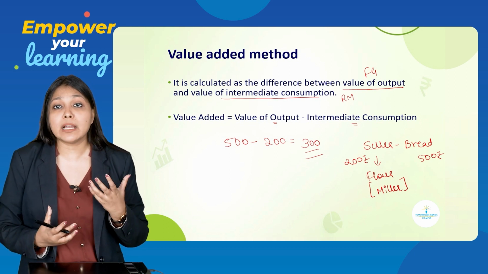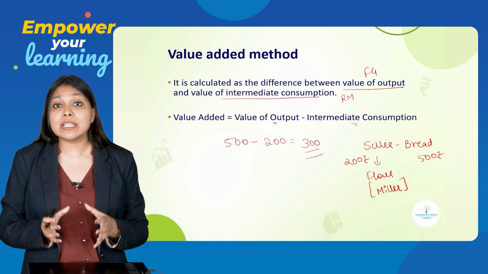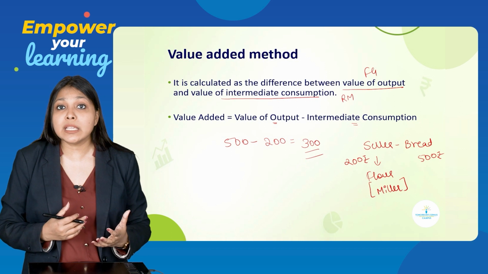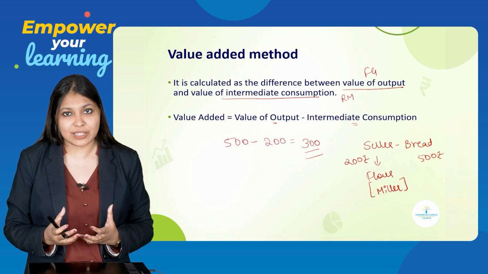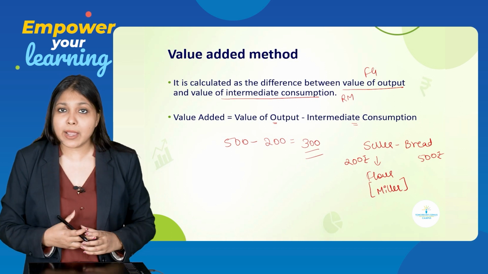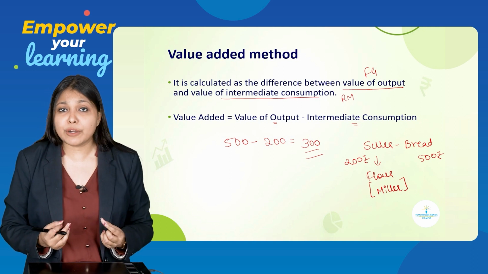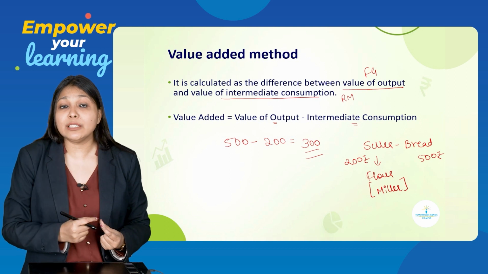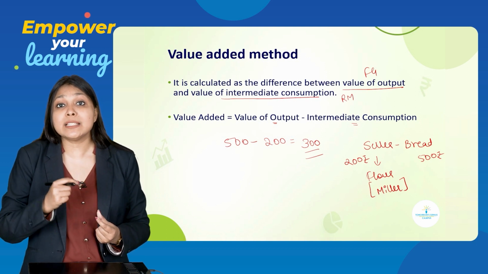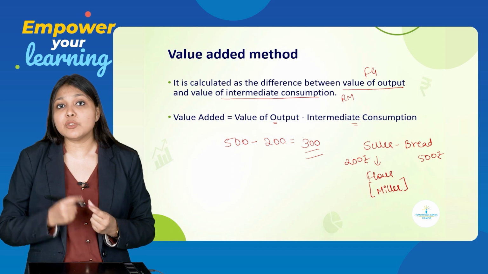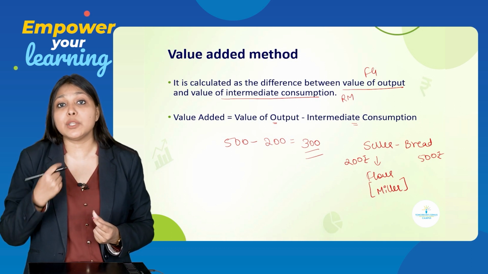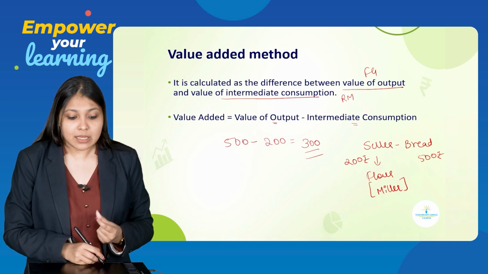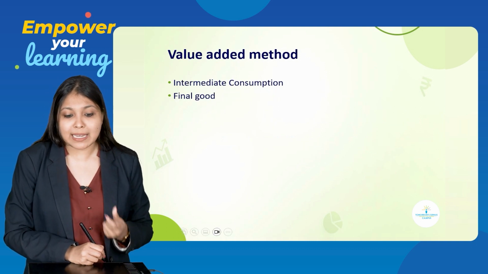If you want to find out the national income by using the value added method, this is the simple formula which we will be using. Value added is equal to the value of output minus intermediate consumption. Value of output is the value at which the final product is being sold, and intermediate consumption is the products which the seller is using for the production process. So, this is a very simple formula for value added.